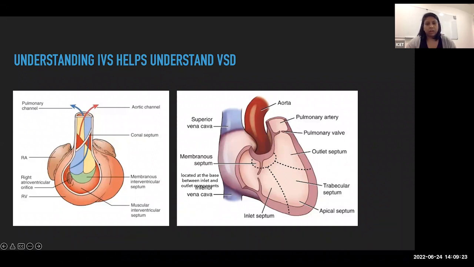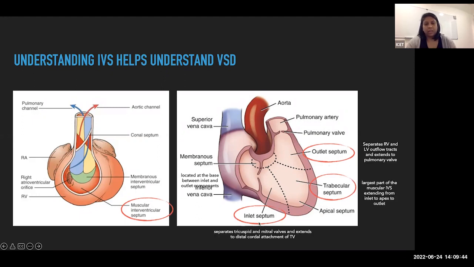The muscular interventricular septum, as it develops over time, becomes the muscular IVS in the fully developed heart, and that can be divided into the inlet, the trabecular, or the outlet. The inlet separates the tricuspid and the mitral valves and extends to the distal chordae attachment of the tricuspid valve. The trabecular is the largest part of the muscular interventricular septum and extends from the inlet to the outlet. The outlet is essentially the remainder of the septum, and it separates the right and left ventricular outflow tracts and extends to the pulmonary valves.